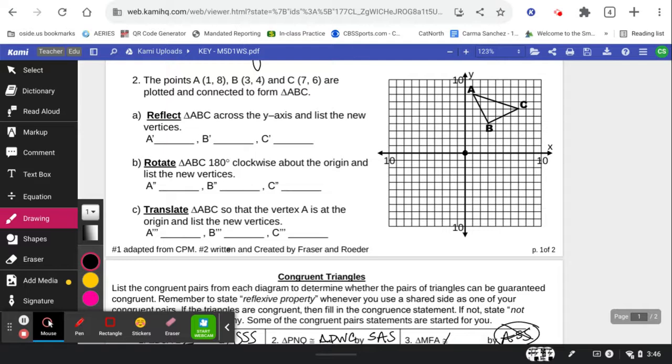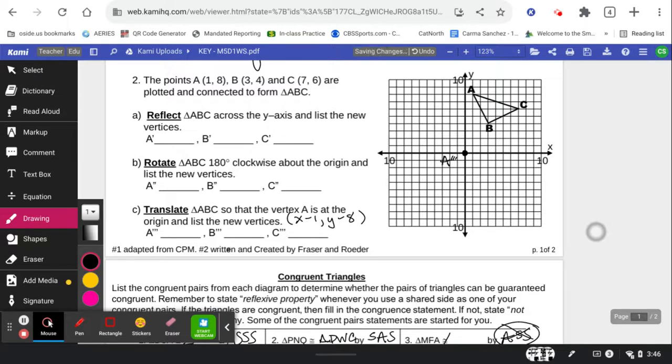So that, hang on, which vertex is at the origin? Sorry, vertex A. Just kidding. So down 1, 2, 3, 4, 5, 6, 7, 8, and back 1. So this is going to be an X minus 1, Y minus 8 movement because I'm going back 1, down 8 with every point. So this is going to become my A triple prime.